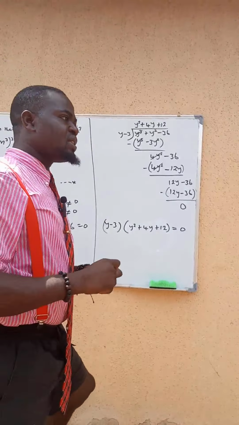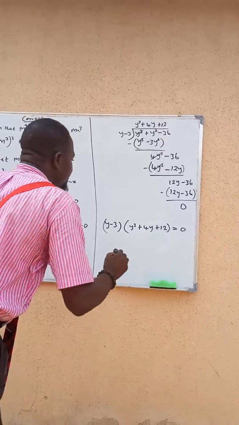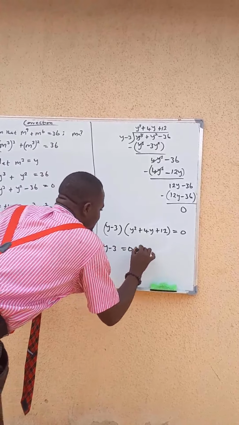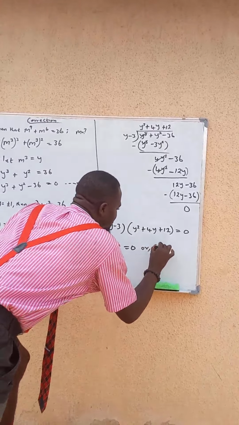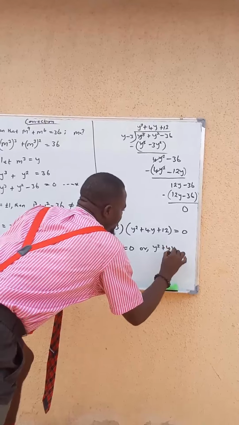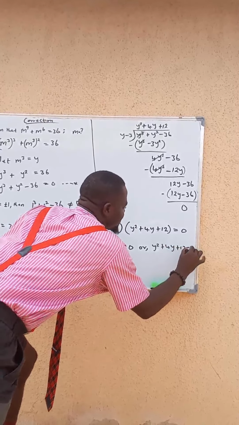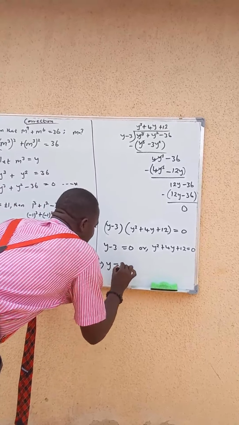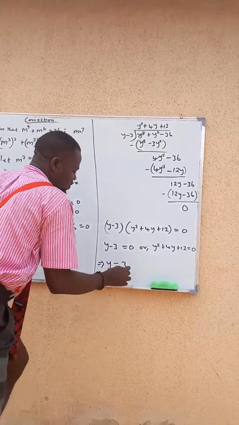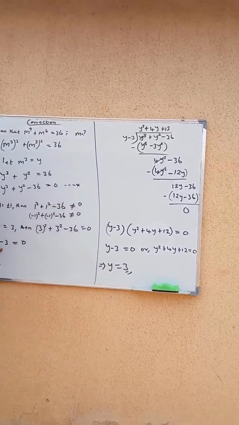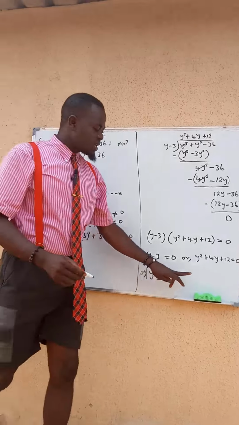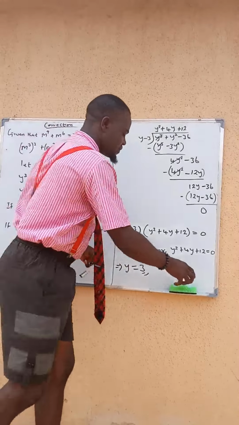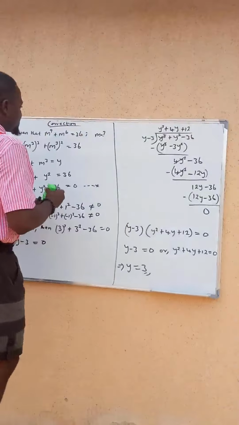And in a quadratic equation, it is either y minus 3 equals 0 or y squared plus 4y plus 12 equals 0. This implies that y is equal to 3. This is one of the solutions. That's what I told you from here. Y is equal to 3. Then I need to find y from this quadratic equation.